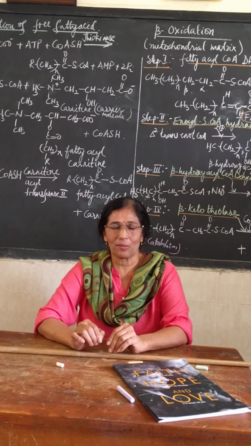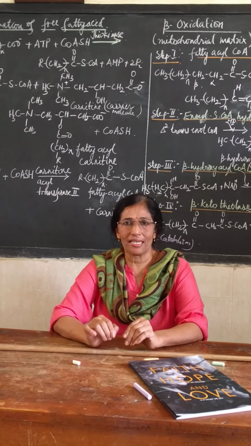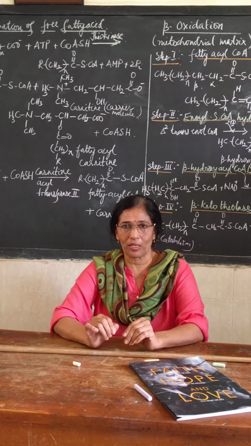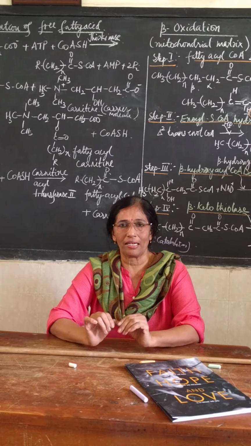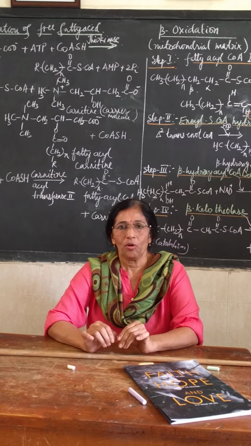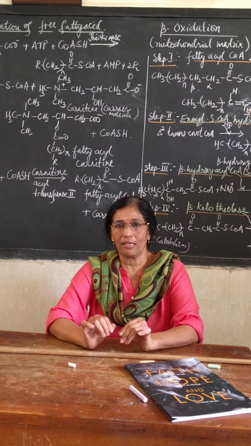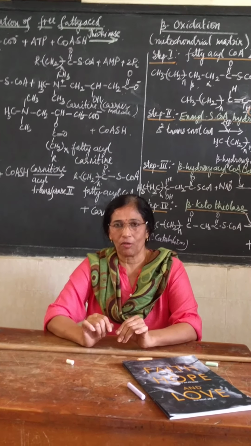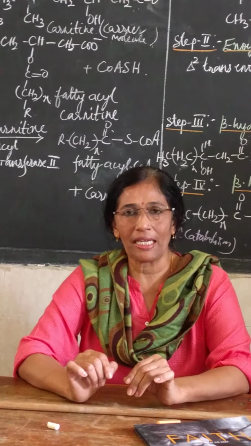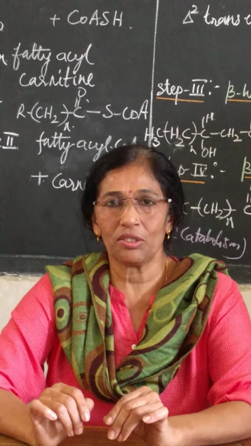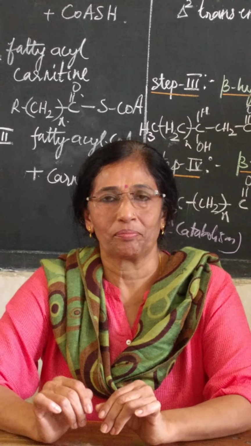Today I am going to explain how fatty acids, the fat, is metabolized, that is, broken down to give energy. You all are aware that fat is a high source of energy. Every gram of fat gives about 9 kilocalories of energy. Therefore, it is a major metabolic fuel.